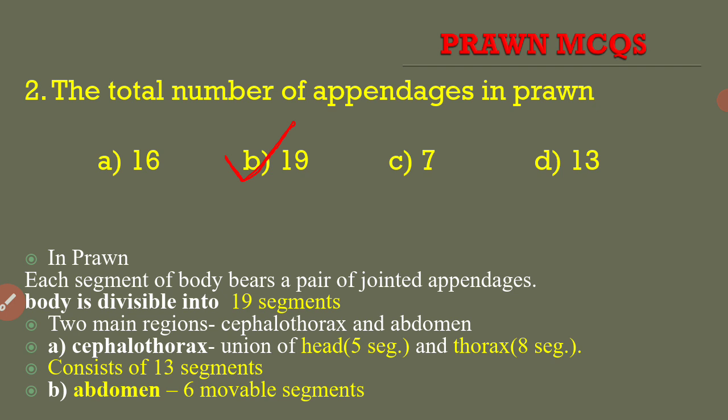So they have a total of 19 pairs of appendages. Out of that 19, 13 pairs are attached to the cephalothorax region in prawn, and 6 are attached to the abdominal part of the body.